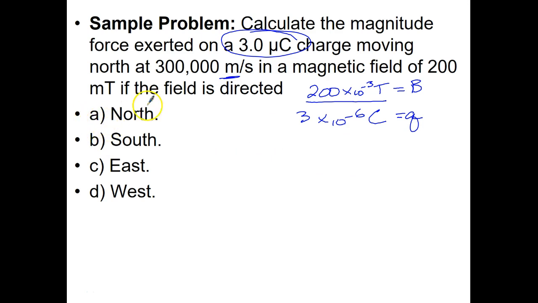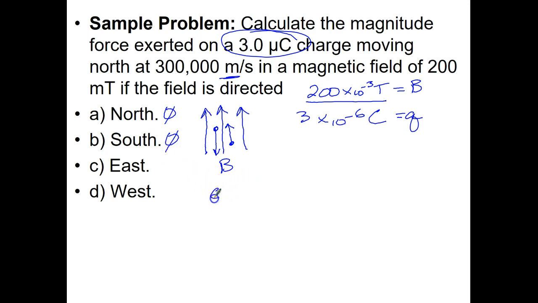So for letter A, it says if the field is directed north, the charge is moving north. So remember what we said, if our magnetic field is pointing north, so here's our B field, and I have a particle that's moving north, it will experience no force. Same thing if the particle is moving south, it's not going to interact with the cars driving down the road, so that will also be 0.